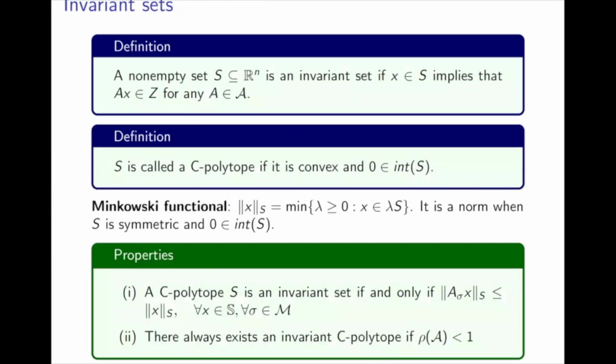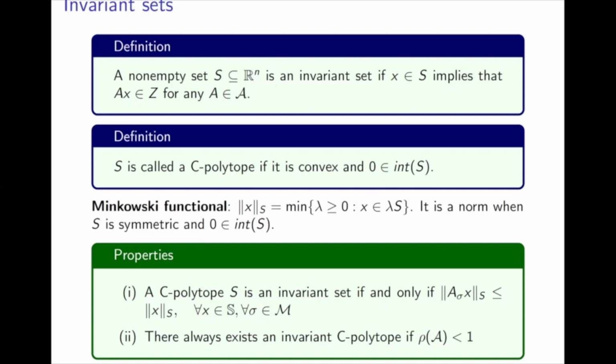Here is the definition of invariant set. A set is called invariant if for any point inside the set and for any mode, the next state remains in the set. For convenience, we would like to define the concept called C polytope. A polytope is called C polytope if it is convex and contains the origin in its interior. With the polytope, we can also define the Minkowski functional as this, which is also a set induced distance. This will be a norm when the set is symmetric and contains the origin in its interior.